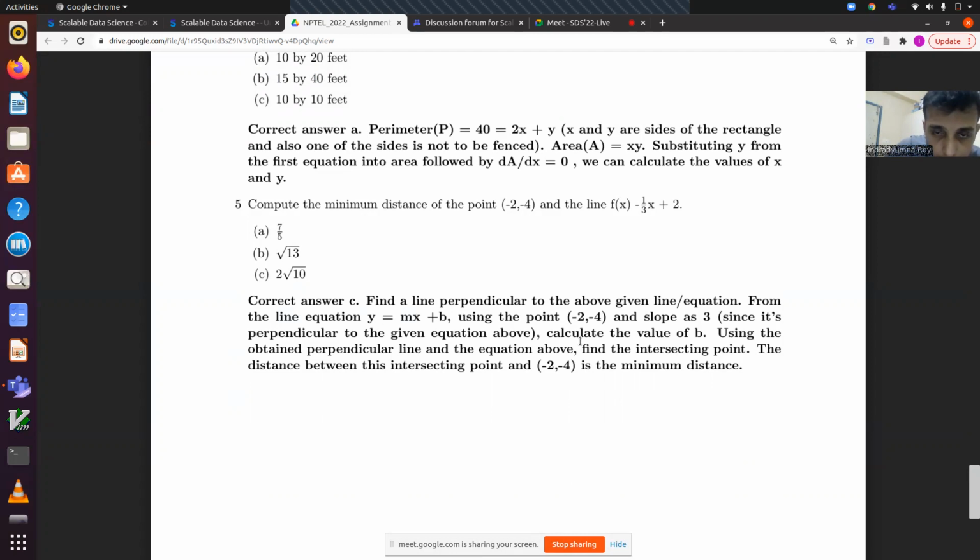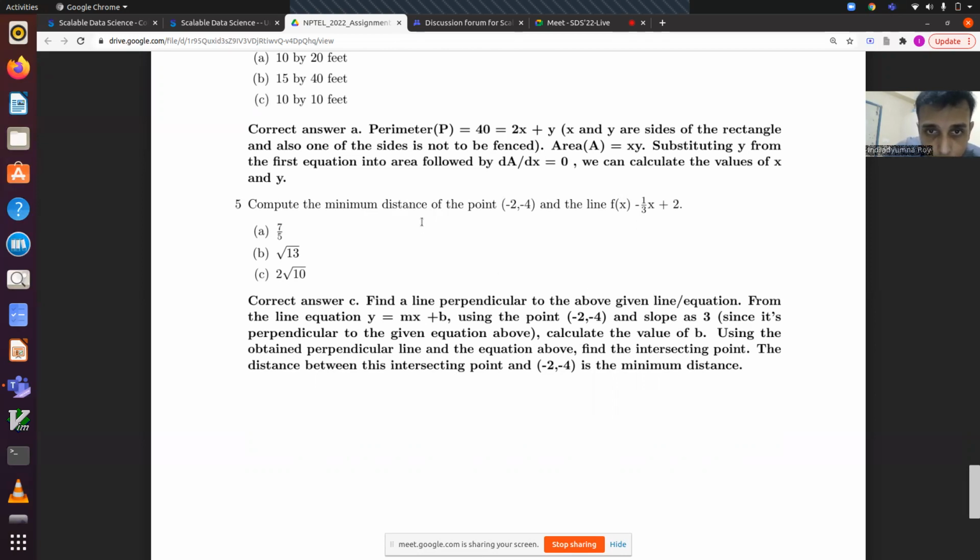The formula is t equals the determinant of ax1 plus by1 plus c upon root over a squared plus b squared. No, you don't need those things. I don't know what that will give you. So basically the solution can be found like this.